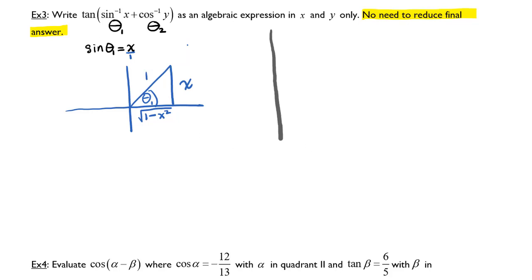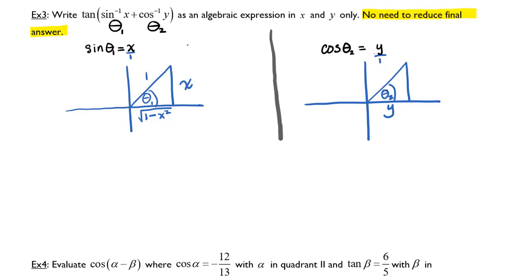Now let's work on the other one. The other one is cosine of theta sub 2 is equal to y, which means my y could be over 1. And if I draw my relationship with the triangle, theta sub 2 is going to be adjacent over hypotenuse because it's cosine. So the adjacent side is y and the hypotenuse is still 1.